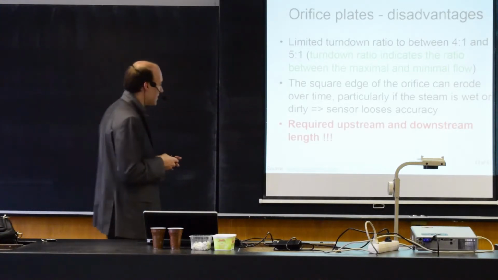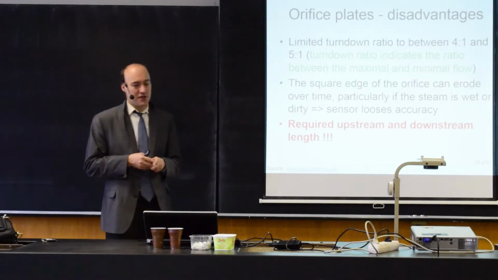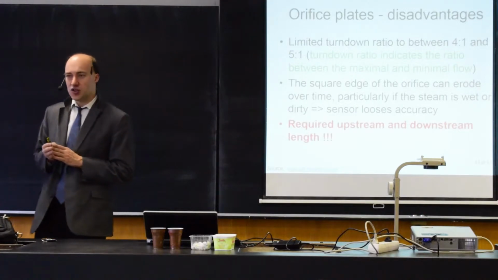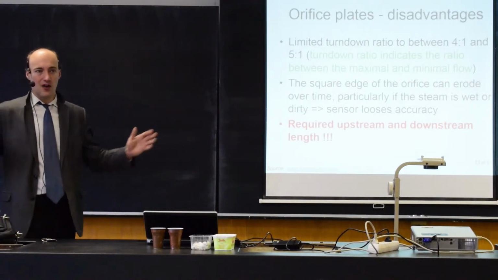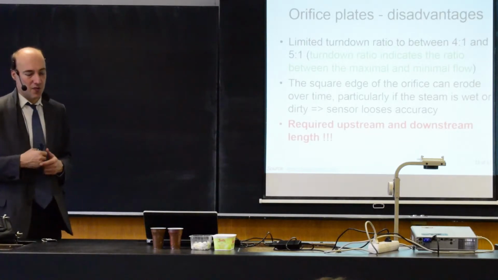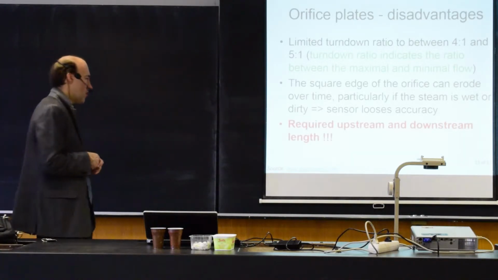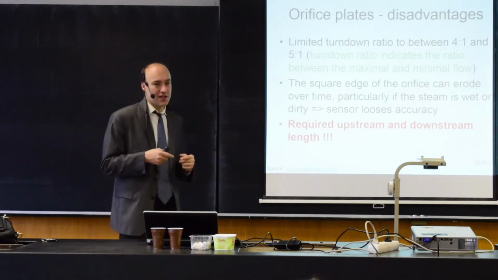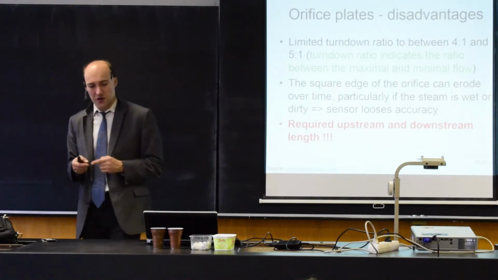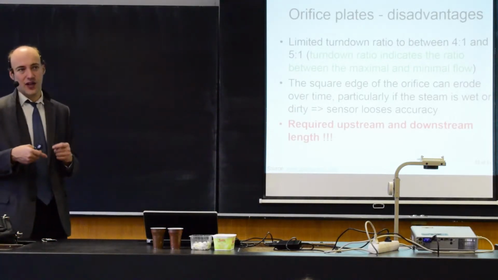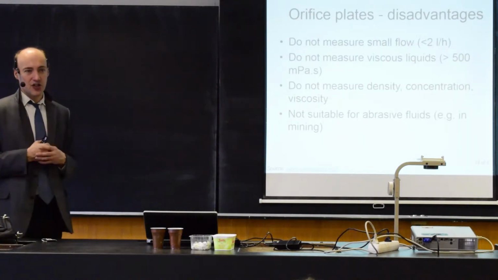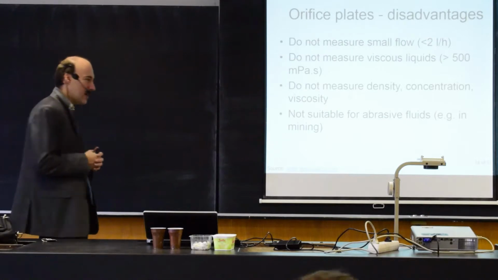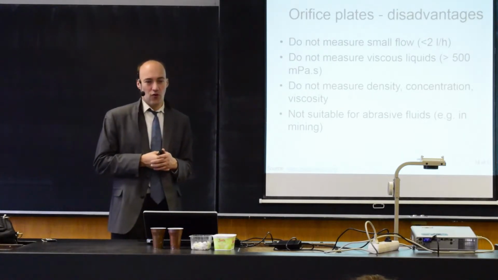And the biggest disadvantage of the orifice plate is the installation. You have seen that it requires a really large distance in front of the orifice plate, otherwise it will not work correctly. So if you are limited in space, then the orifice plate is definitely not a good sensor to choose. Another disadvantage: it's not working for small flow rates.